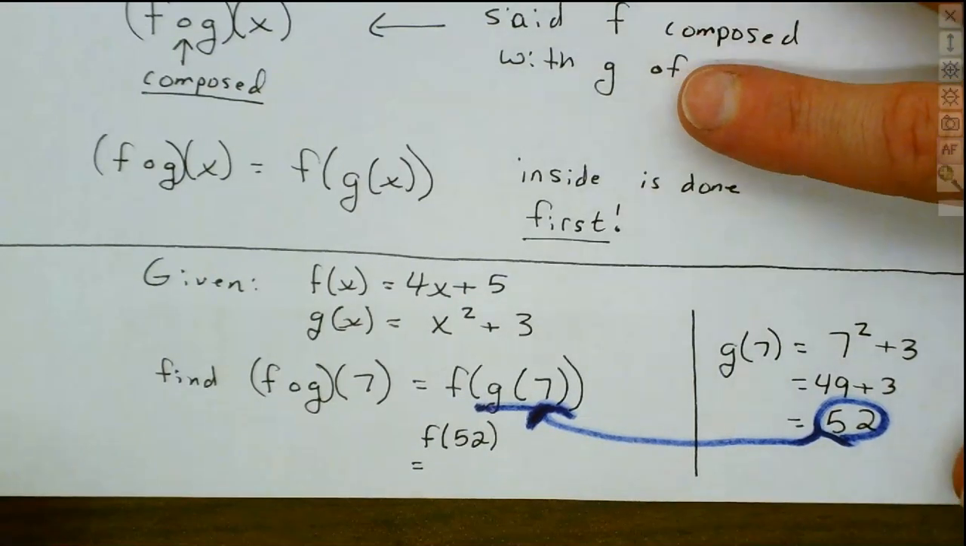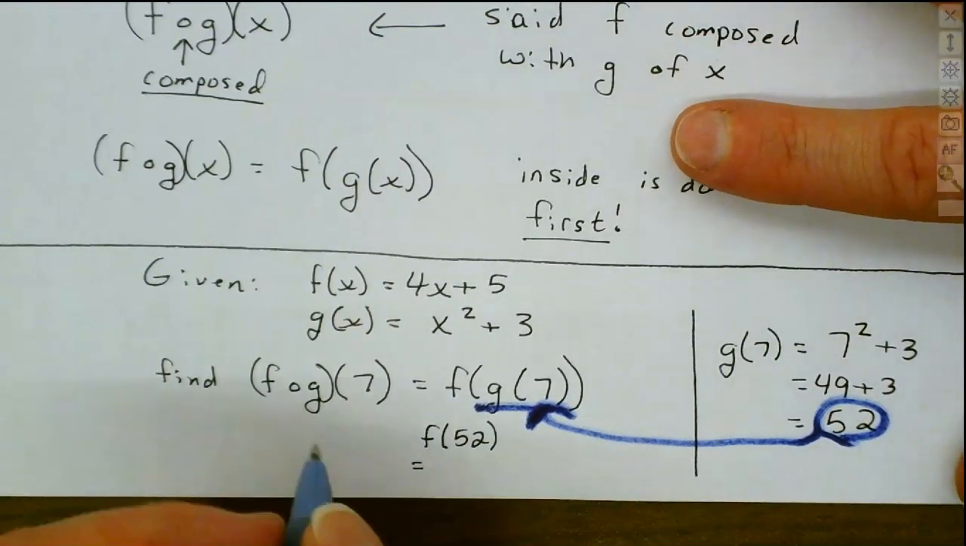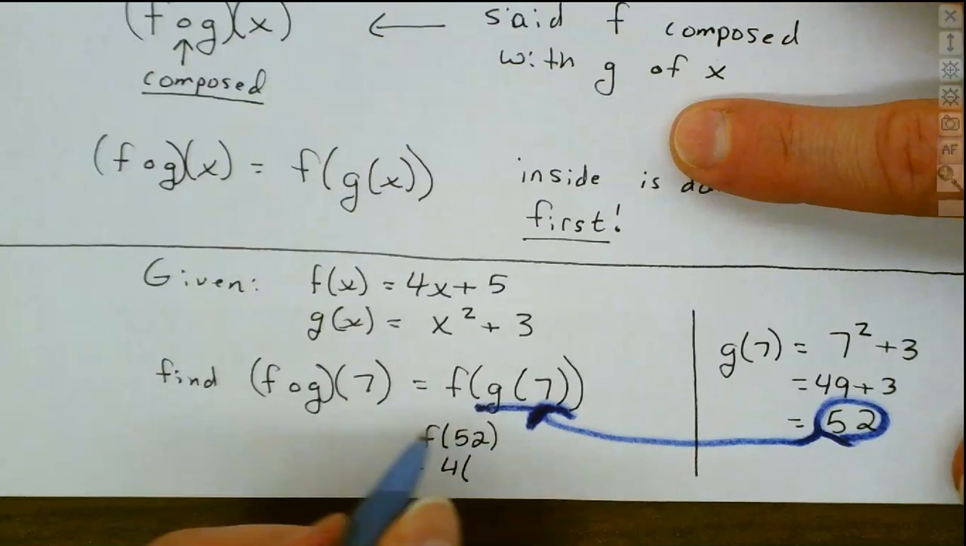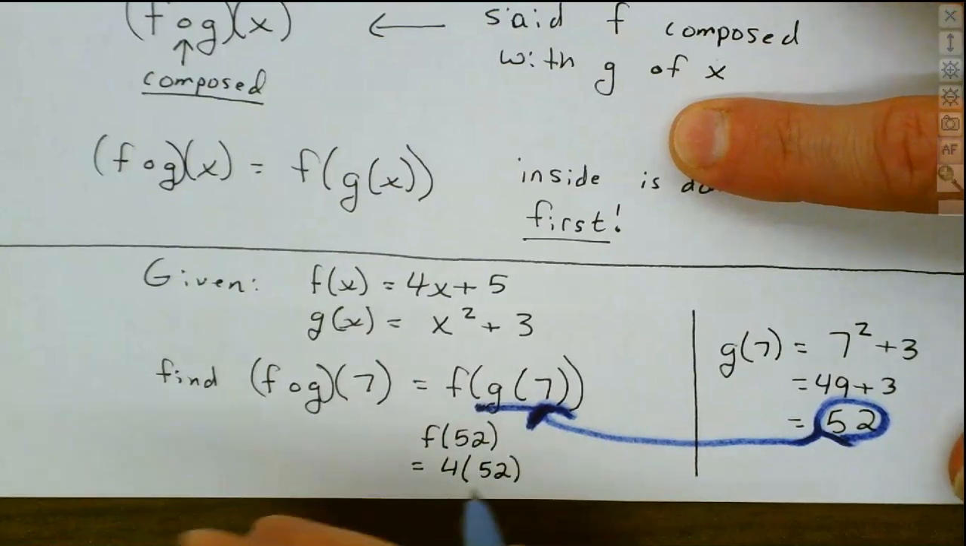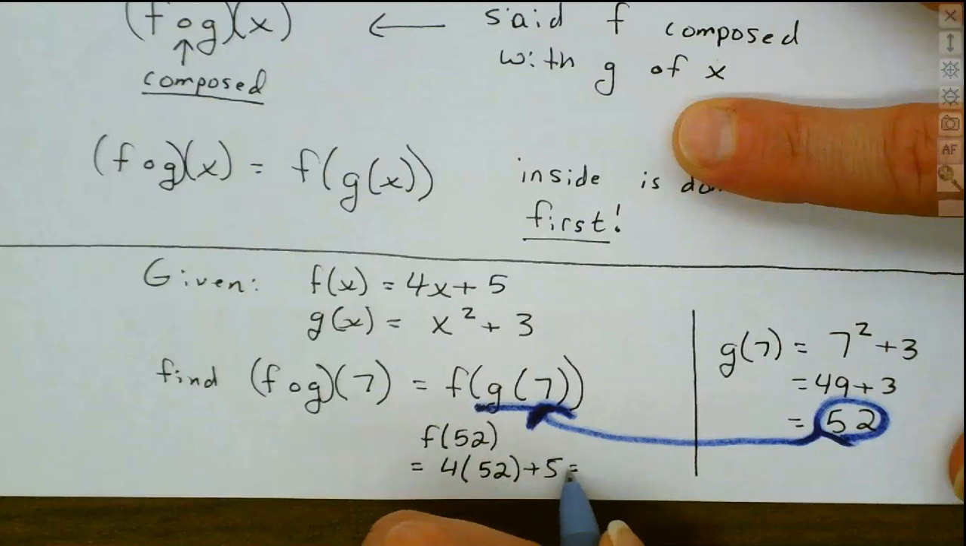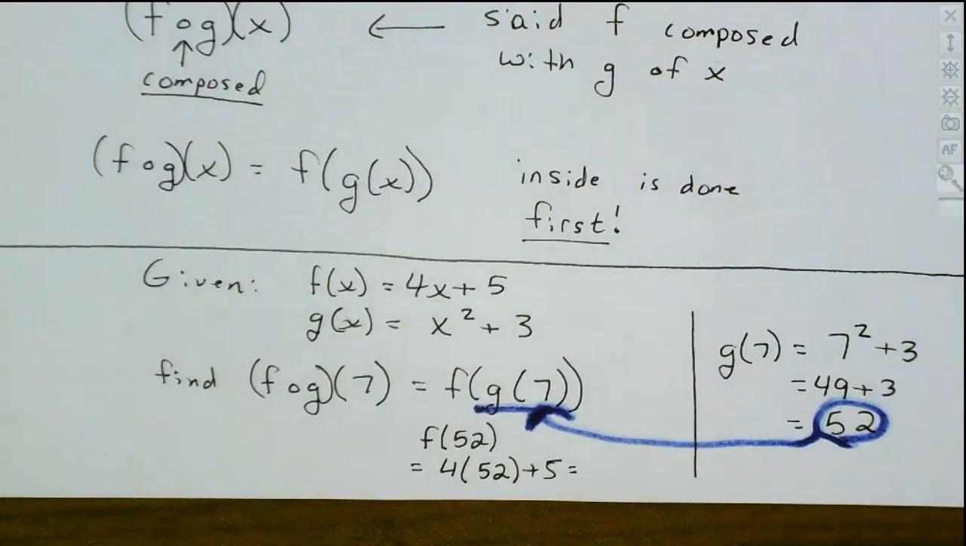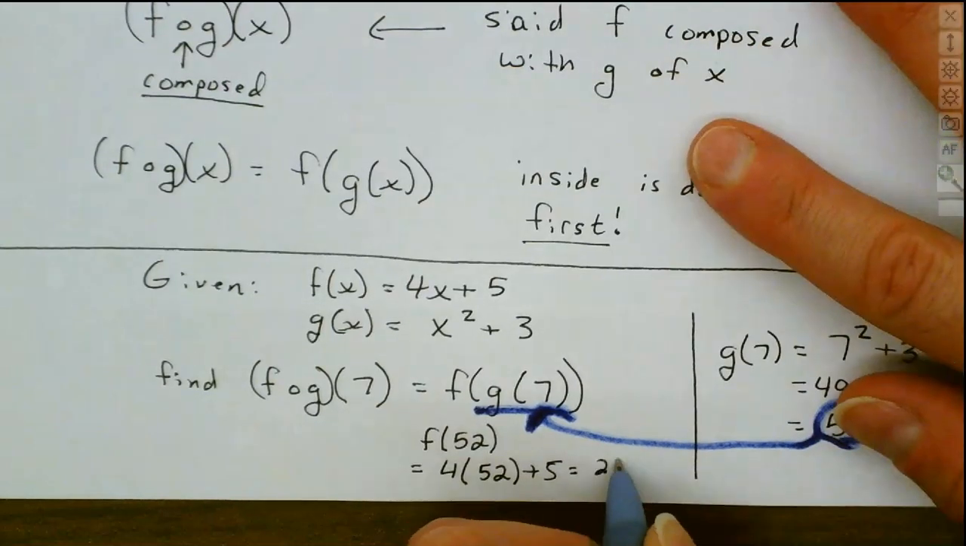Well, f of 52 looks like 4 times 52 plus 5, and 4 times 52, that should be a 108, I believe. Oh, sorry, 208. And then we'll add 5 to that, and that makes it 213.